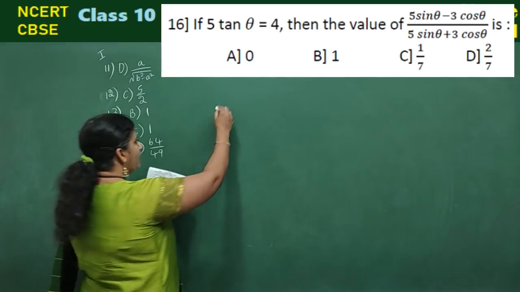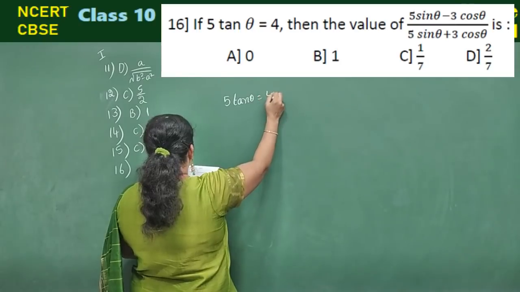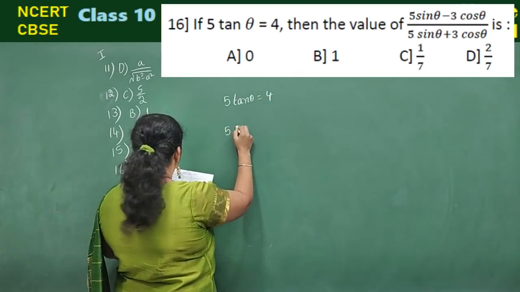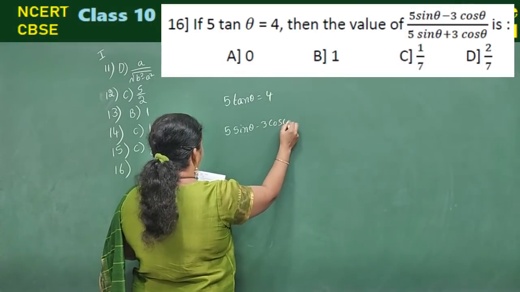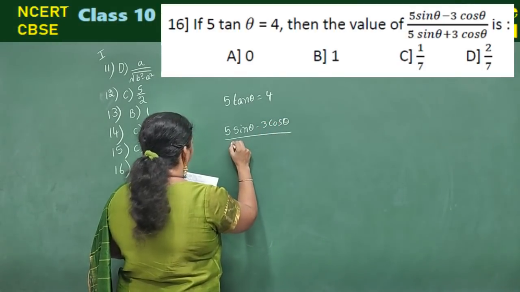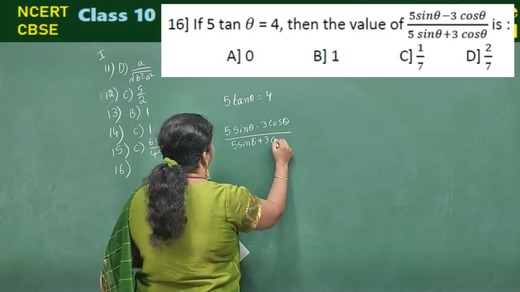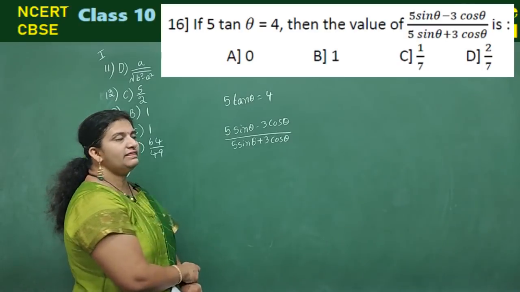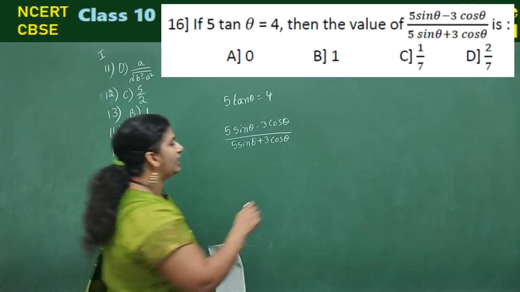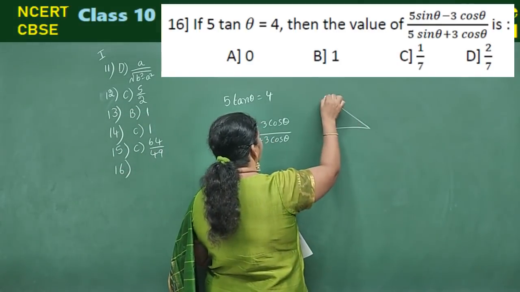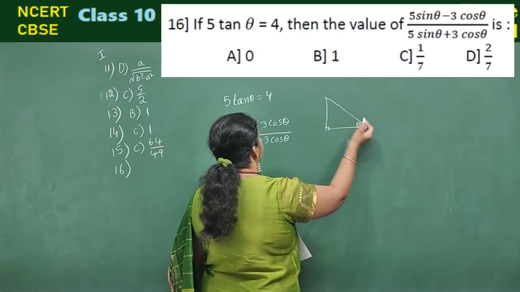16th one. If 5 tan theta is equal to 4, what is the value of (5 sin theta minus 3 cos theta) by (5 sin theta plus 3 cos theta)? 5 tan theta is equal to 4, given. So how can I proceed with this one? Okay, let me take a right triangle here. Observe carefully, right angle, and theta is here.